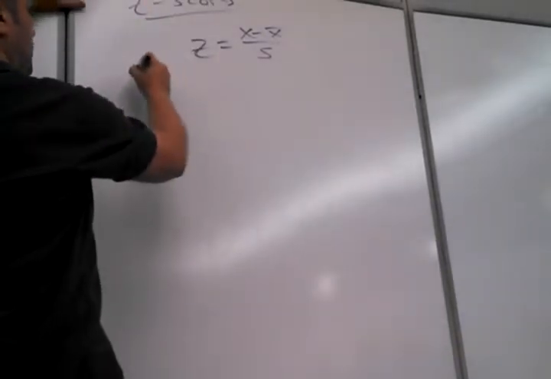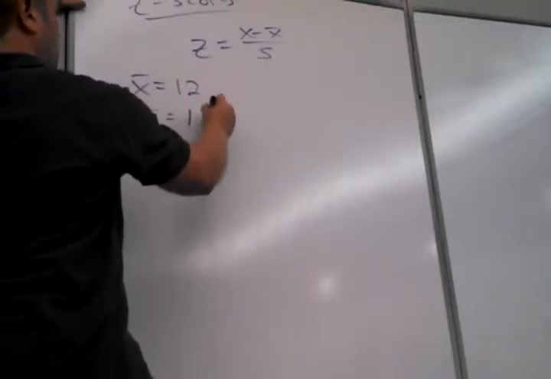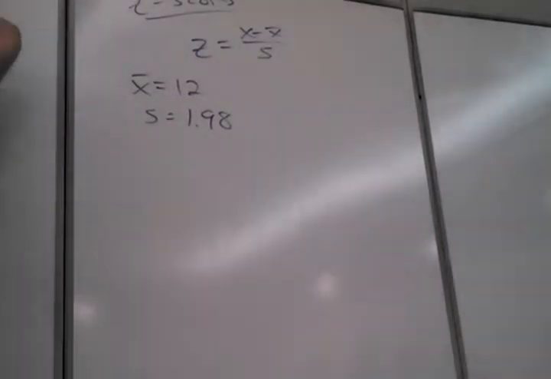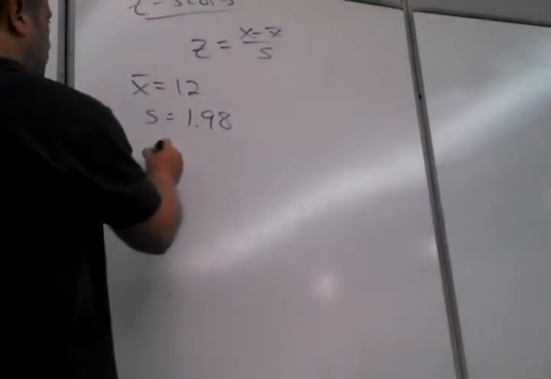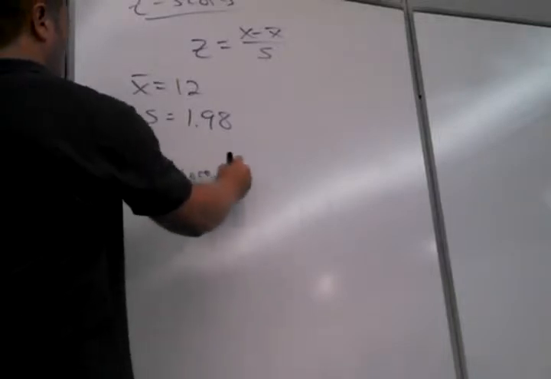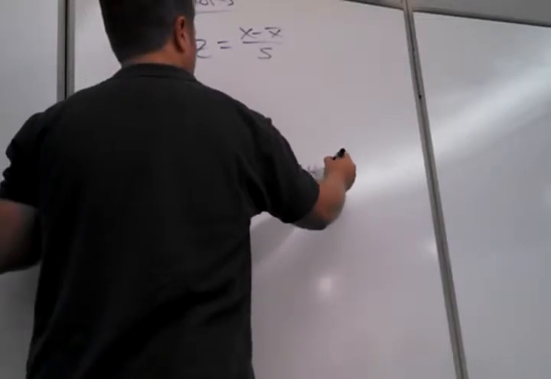So if I give you a mean of 12 and a standard deviation of 1.98, what's the z-score for a data value of 14.7?